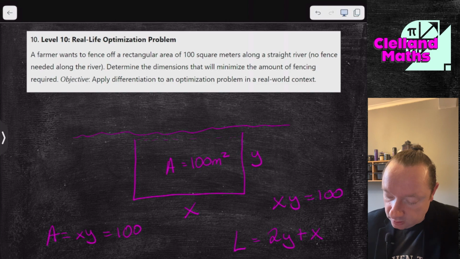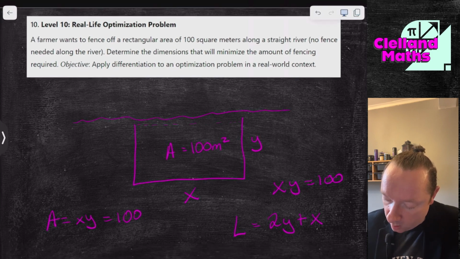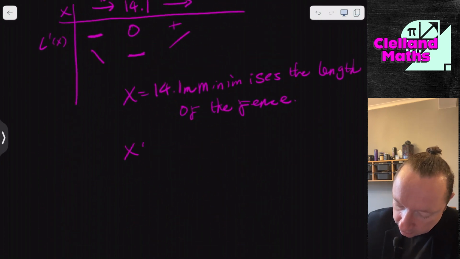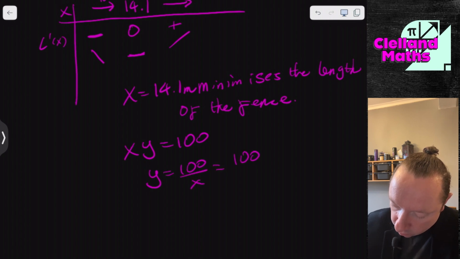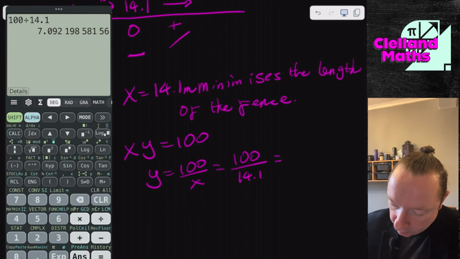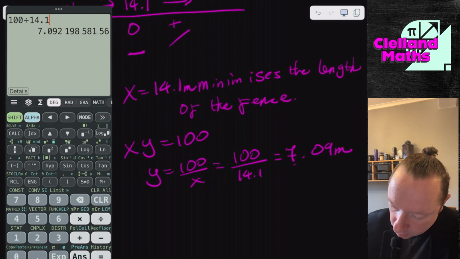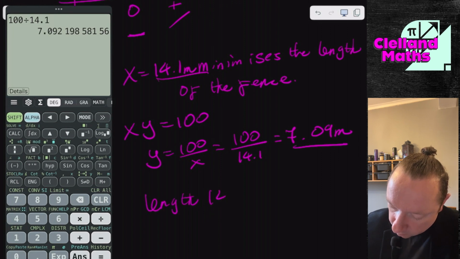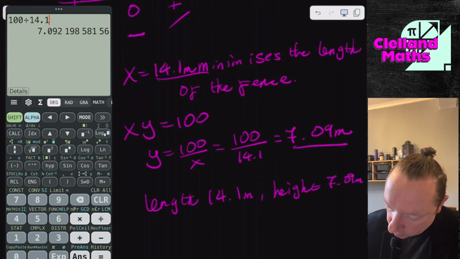I've got x, which is the length. So the width is y, and remember, xy equals 100. So y equals 100 over x, 100 over 14.1, which is 7.09. So just to answer the question completely, a length of 14.1 meters and a height or breadth of 7.09 meters minimizes the length of fencing.